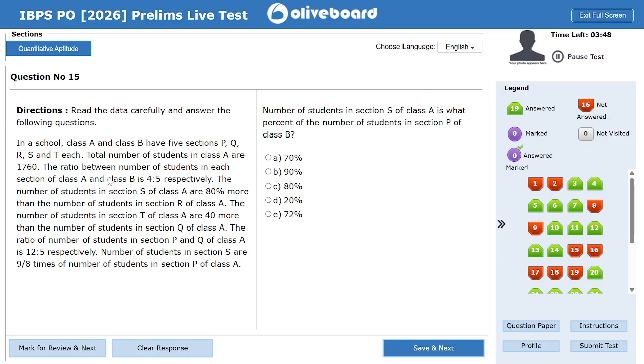इन स्कूल ये भी 5 सेक्शन टोटल ऑप्शन है. ओके 5 सेक्शन क्लास ए बी 5 section C U R S T. The total option in class A is 1760. Ratio between the option in section A is to be equals to 5. So solve the by shown the number of students in section A of A.